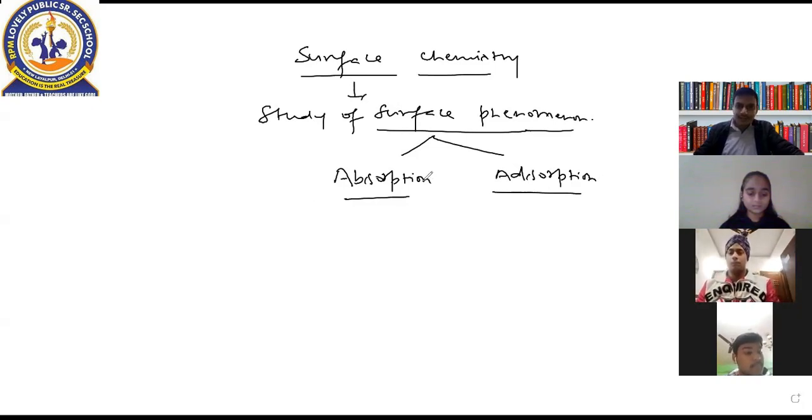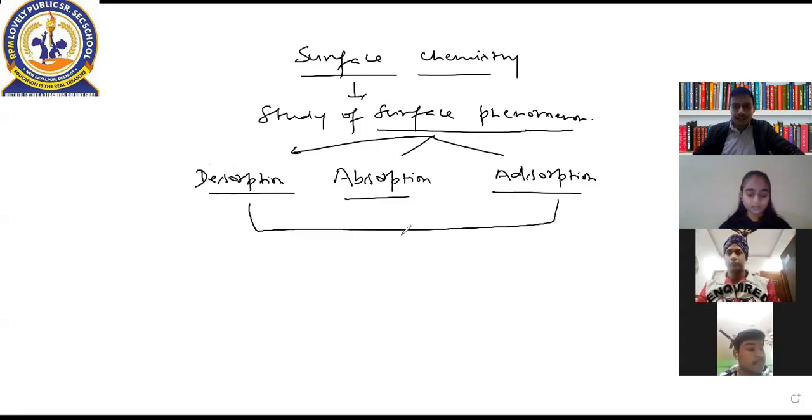There is another incident apart from that, which is just the reverse of absorption and adsorption. This is called desorption. And combinedly, all three activities related to the surface are called sorption. Take note of each and every concept. Okay, so let's start with absorption.